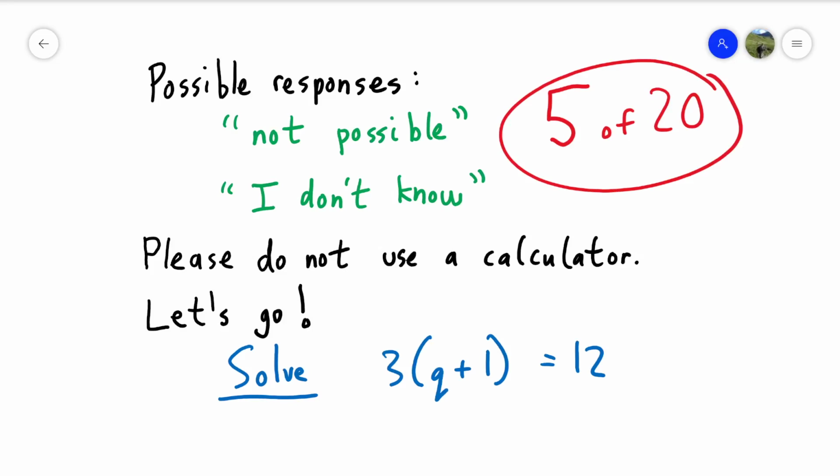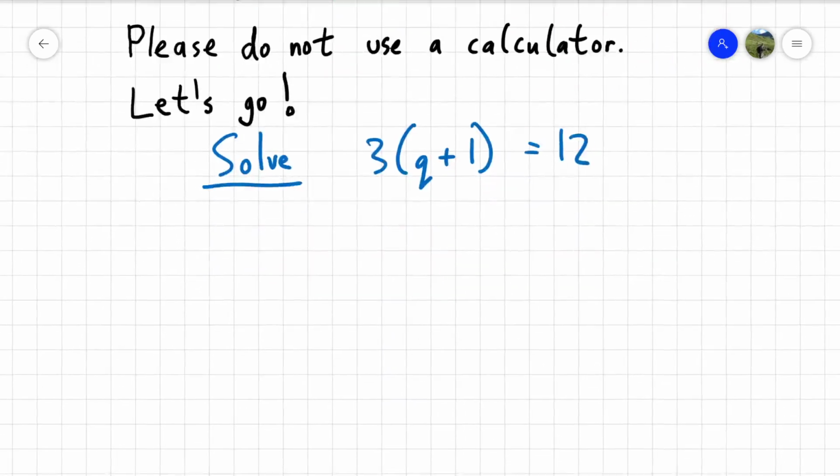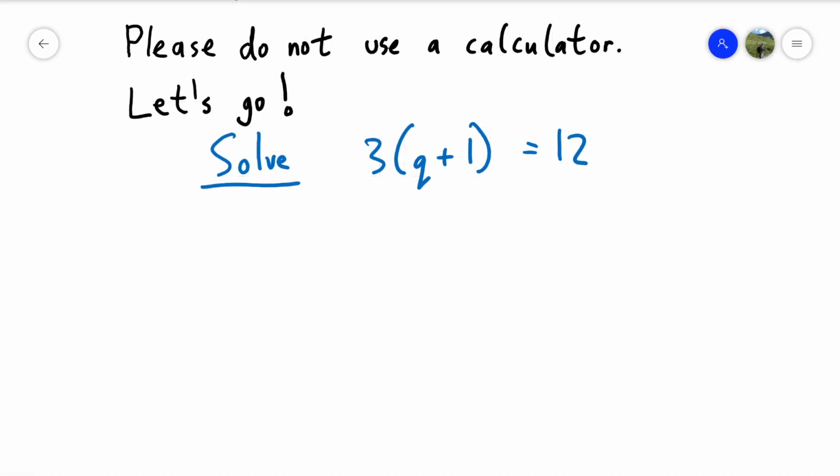This is lesson 5 of 20. As usual, pause the video, have a go in your own time. Welcome back. Well, the answer is Q equals 3. Q equals 3. There we go.